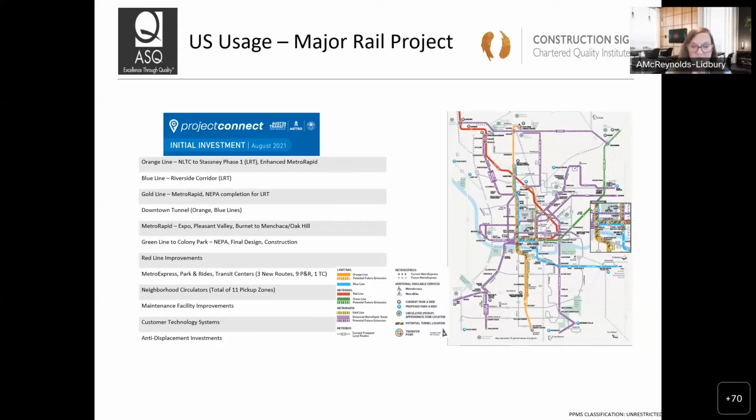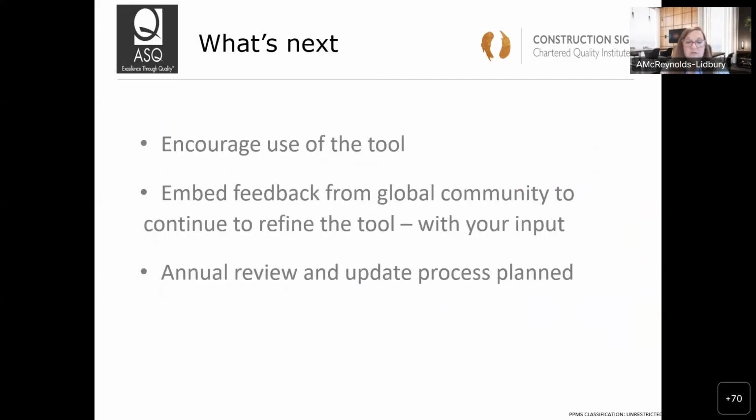But as we move forward here, I'll go to the next screen. So what's next for us? We encourage the use of the tool. We embed all of your feedback from the global community and the US community to continue to refine the tool. We use your input in our annual reviews, and then we process any of those updates in our planned updates that are both on the US website, the Australian websites, and then of course the UK websites.